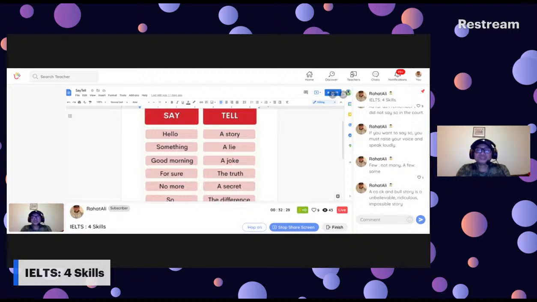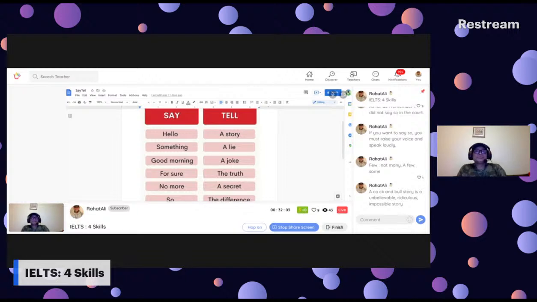So a cock and bull story is an unbelievable, ridiculous, impossible story. So do not tell us a cock and bull story about how he jumped from the 10th floor. It is not possible for someone to jump from the 10th floor unless he uses a parachute. Okay. All right. Next one is tell a lie.